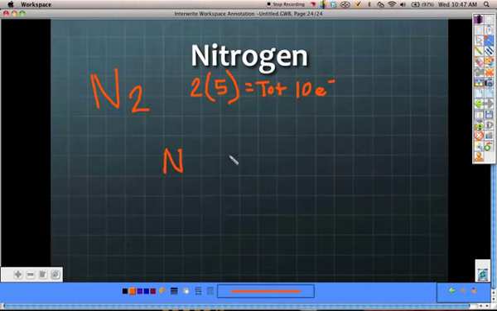So I can start drawing it out. Is a single bond gonna do it? No. What about a double bond? No. This is our beautiful triple bond.